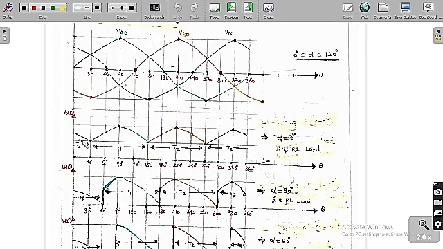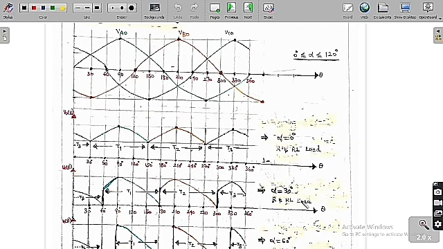Because of that, this is the output waveform we are going to get. When T1 conducts, the output voltage is equal to the voltage VA0. When T2 conducts, the output voltage is equal to VB0. Similarly, when T3 is conducting, the output voltage is equal to VC0. So these are the graphs we are going to get when alpha is equal to 0 for R and RL load.